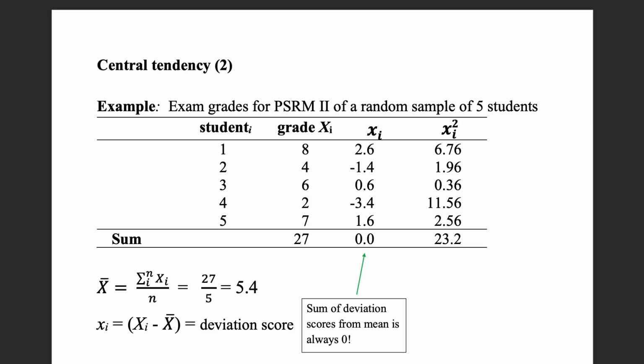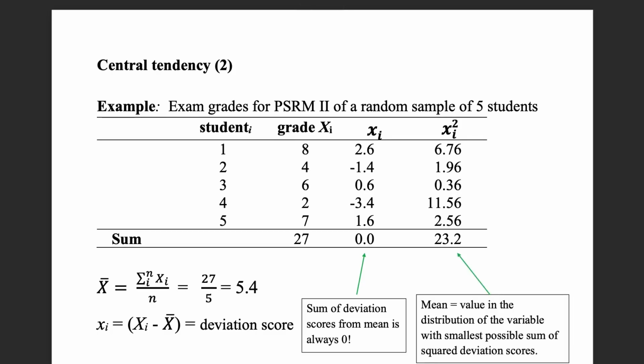Now, I'm going to point out another thing that's related to the observation that the sum of deviation scores from the mean is always 0. Because the sum of deviation scores from the mean is always 0, that also implies that the sum of squared deviation scores from our mean is the smallest possible sum we can get. In other words, the mean is the value for which the deviation scores by definition sum to 0, and it is also the value for which the sum of squared deviation scores is the smallest possible number it can be.